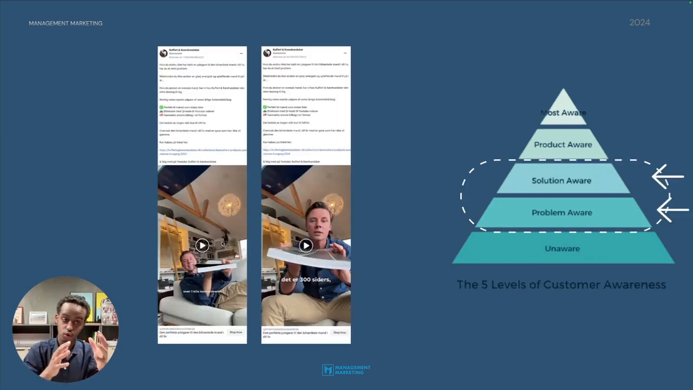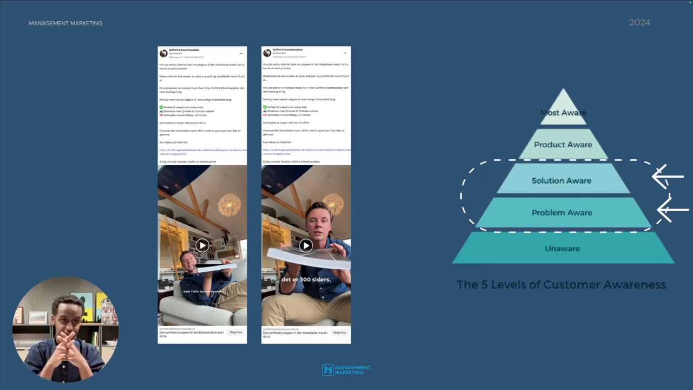Lastly, we have solution aware and problem aware. Normally these two types of awareness levels don't go hand in hand, but in this case it has worked extremely well for us. And the reason why is because we are dealing with an offer that doesn't really have any competitors, so we are really shaping the market here.